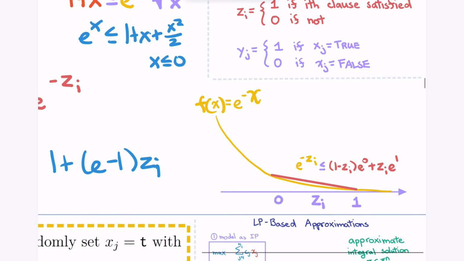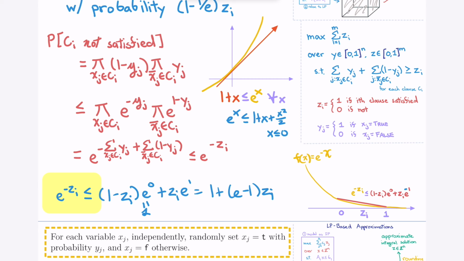Oh, I made a mistake. So this should be minus 1. Right? Yeah. So this should be minus 1. So let me write it this way: 1 minus 1 over e zi. Okay, sorry about that. So f of x is equal to e to the negative x, so we should be plugging in zi equal to 1 into that function. You get e to the minus 1.